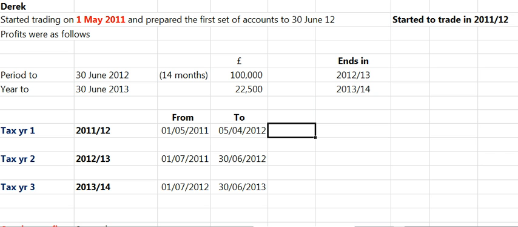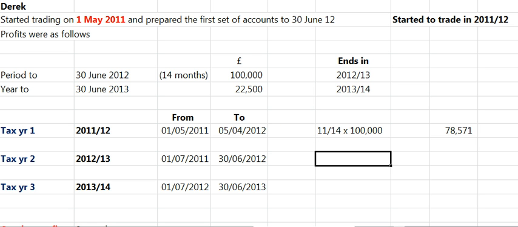Okay, we're going to go from May to March, and we're going to get those profits from this first period up here. May to March is 11 months, so we're going to take 11/14 of the £100,000 profit, and that's 78,571. For the second period, you always want to tax 12 months, so we're going to tax 12 months profits, and if you look at the dates, we're still in this period here. So we're going to tax 12/14 again of 100,000.